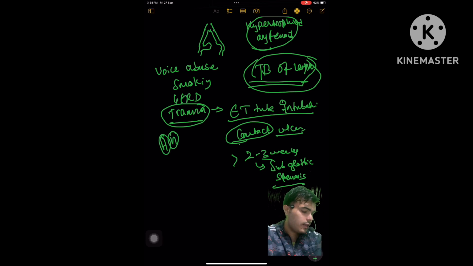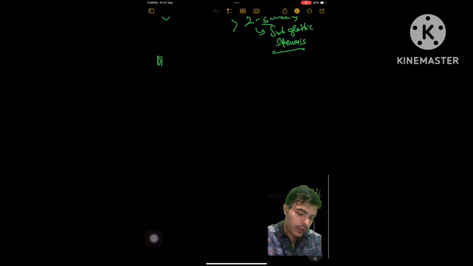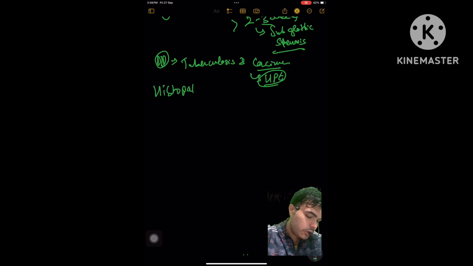Now you need to understand one thing: the most important differential diagnosis of this, as I already told you, is that a similar mammillated or swollen arytenoid is seen in TB of the larynx. So the differential diagnosis is tuberculosis and carcinoma. To rule these out, you have to always go for a histopathological examination. It is mandatory to go for histopathological examination if you see a mass on the posterior aspect of your vocal cord. On histopathology, you will find hyperkeratosis and acanthosis.